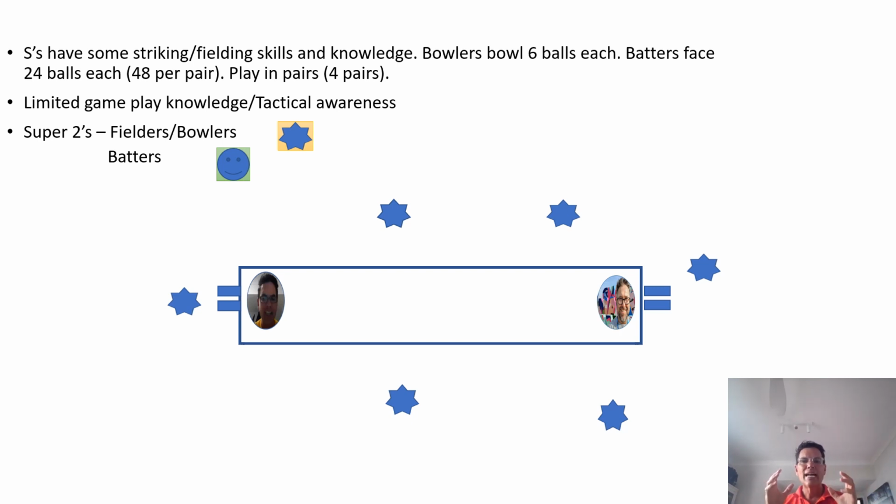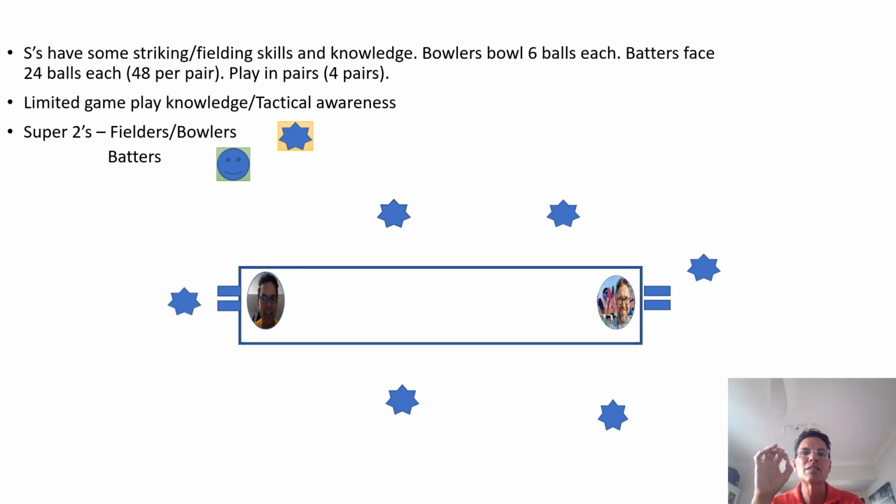We're going to use a learning episode or a game known as Super 2s from a Shane Pill publication. Super game, that. But just to set it up for you, have a look at the diagram. As I explained, you should work it out. Students have some striking and fielding skills, we're going to argue. Bowlers will bowl 6 balls each. Batters are going to bat in pairs. Each individual will face 24 balls, funnily enough, 48 per pair, and 4 pairs, 8 students in total.